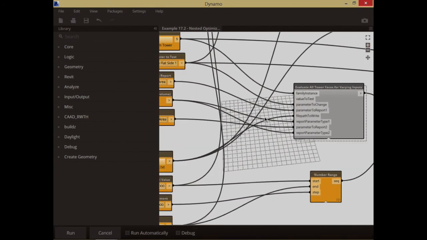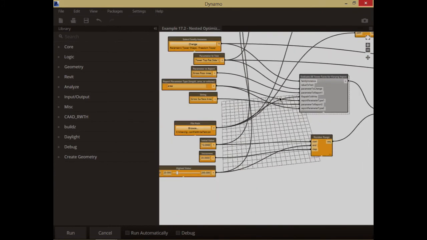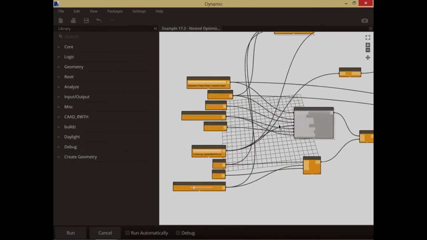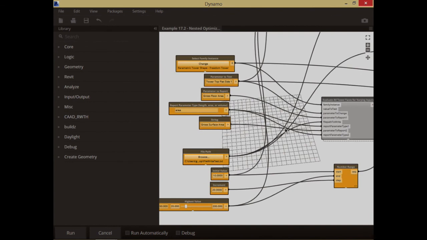The idea is here, we have a couple of different types of optimization going on. At the highest level, what I really want to do is take the parametric tower and change the top flat side, that whole issue of how big it is at the top. And based on that, I can range through some different values.